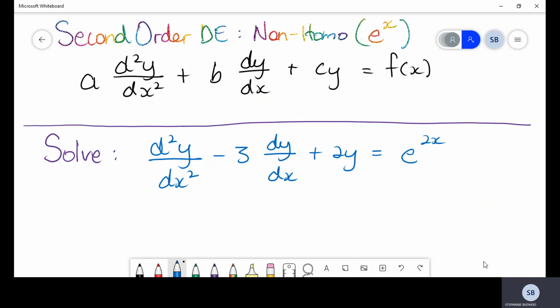Today we're going to be continuing with our last video on non-homogeneous type equations, and in particular when those functions are some sort of exponential form.